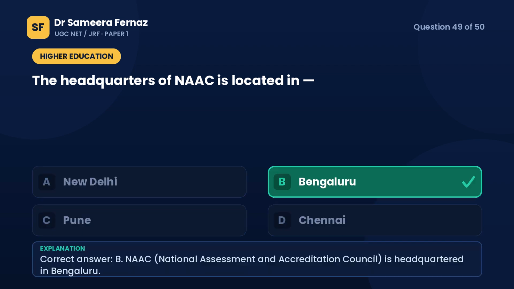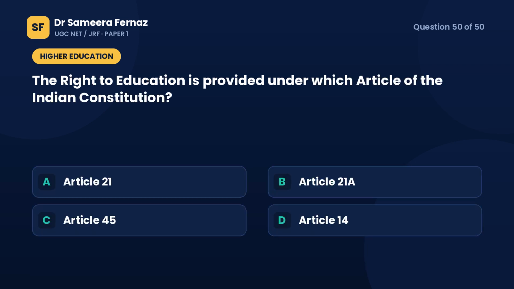Question number 48 from higher education. Who actually conducted the UGC NET exam today? So the answer is option A. Everyone knows, the NTA, National Testing Agency. It runs the exam for UGC.